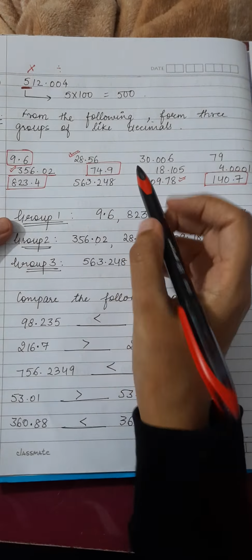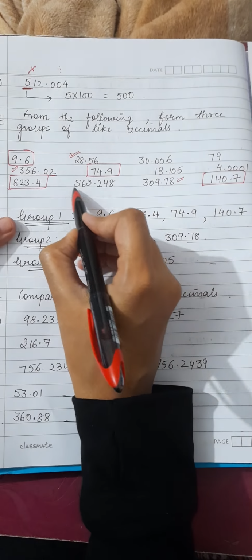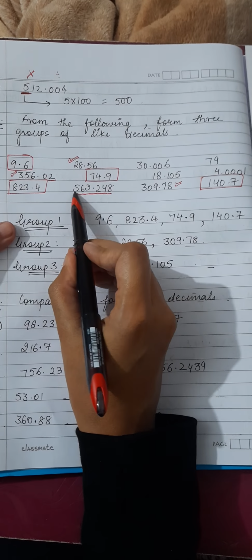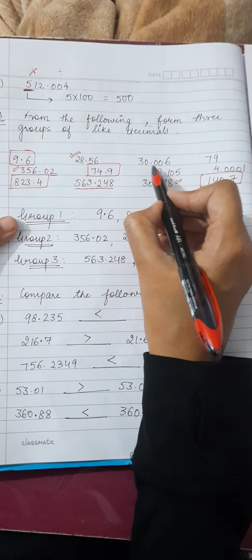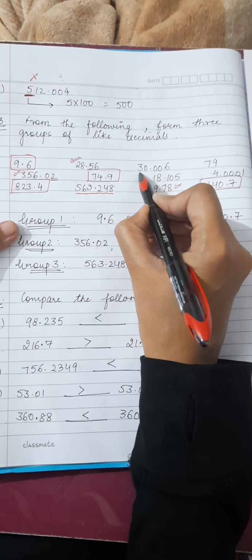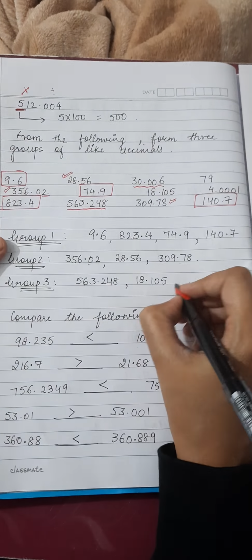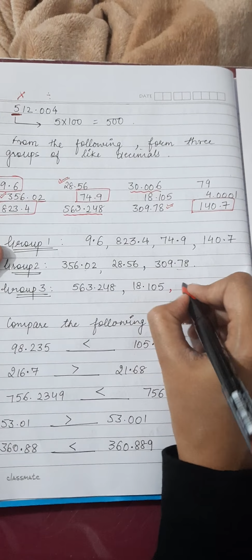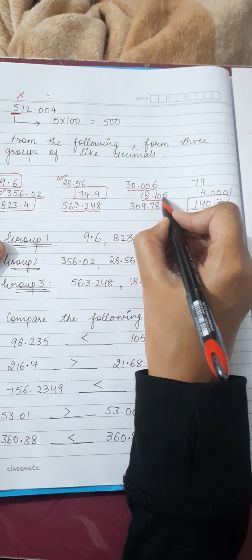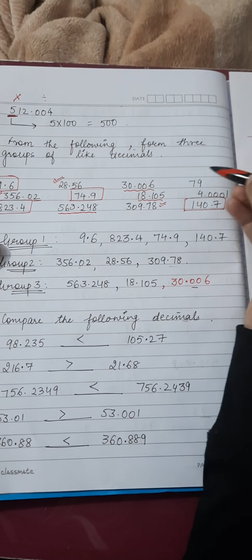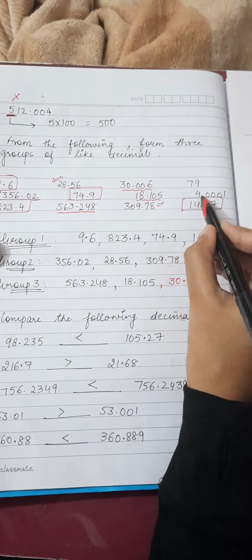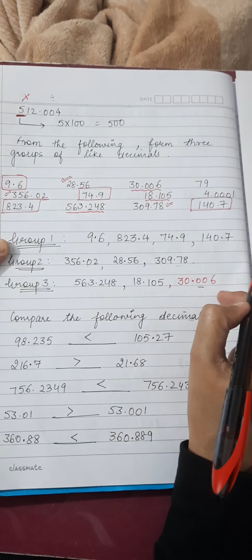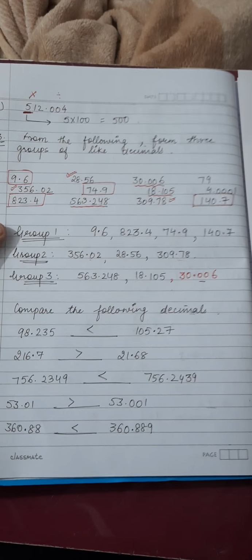In group 3, after the decimal 3 digits. This is there. 563.248. After the decimal 3 digits are there. So I have kept it here. Now 30.006. After decimal 3 digits are there. So I have not written, but I'll write 30.006. This will also come. Okay. Then 18.105. This will also come here. And rest 79 will not come. 4.0001. But after the decimal, these are 4 digits. So this will not come in this. So only these 3 numbers will come in group 3.